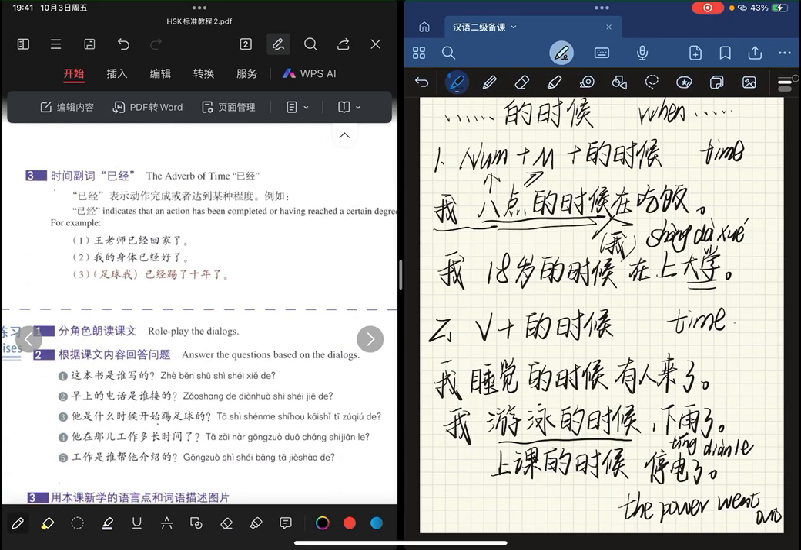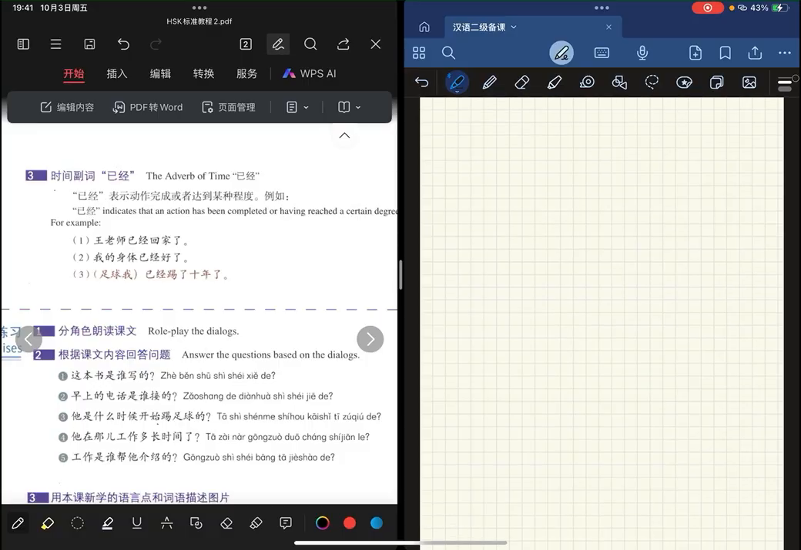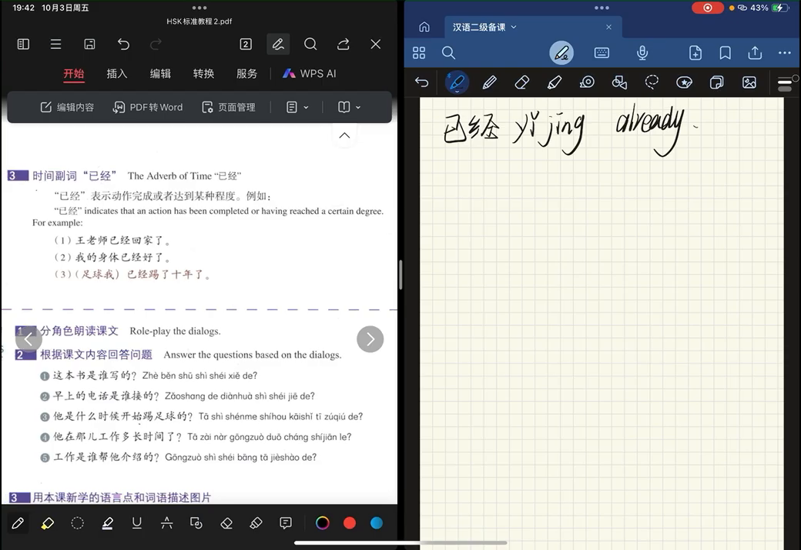Okay, continue. Let's see the last one, the other adverb of time: 已经, already. 已经 indicates that an action has been completed or has reached a certain degree.